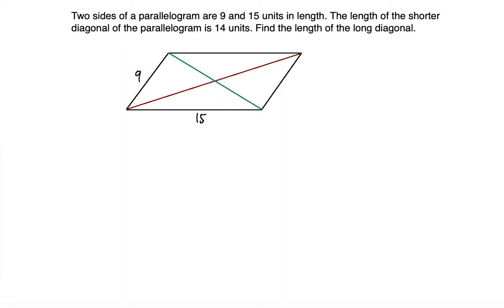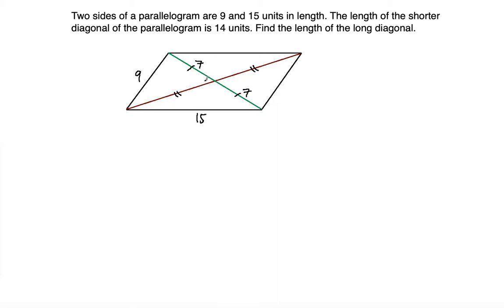It says the length of the shorter diagonal of the parallelogram is 14 units. So there are two things that we must be aware of. The first one is that the intersecting diagonals bisect each other in any parallelogram. So that means we have these two being equal and these two being equal. Since the shorter diagonal is 14 units, this whole green one is 14 units, so each half must be 7. This is 7 and this is 7.